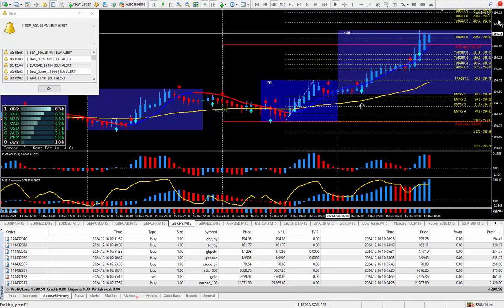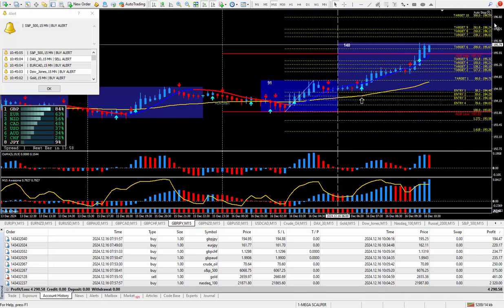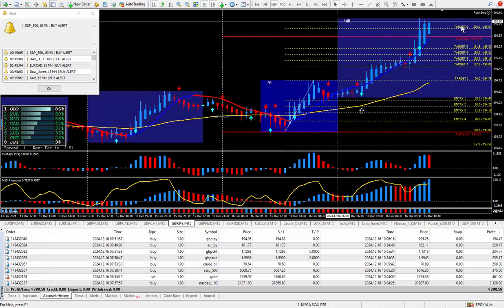It does have a grand total of 10 targets. There it is right there, target 10. And, you know, the market can still keep going, even though it hit this ADR high right here. I teach exactly how to trade this way within the training videos.